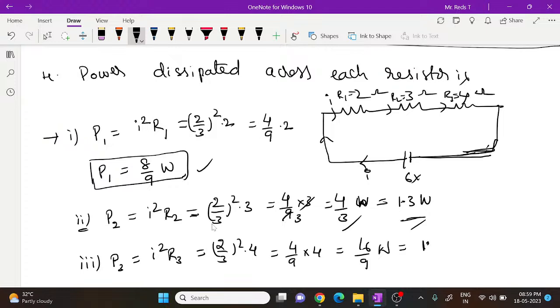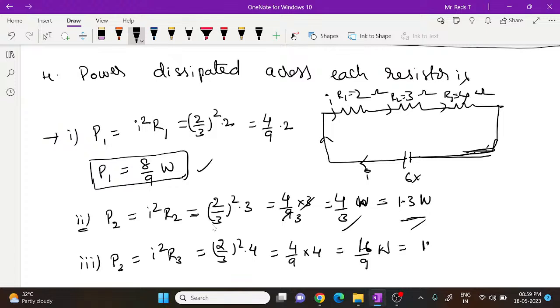I'm weak in the tables, so you can calculate. 9 ones are 9, 9 twos are 18. Just calculate and tell me what is 16 by 9, guys.